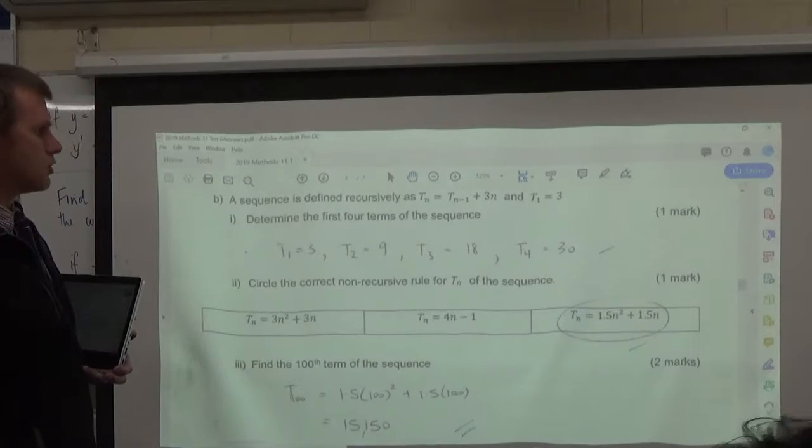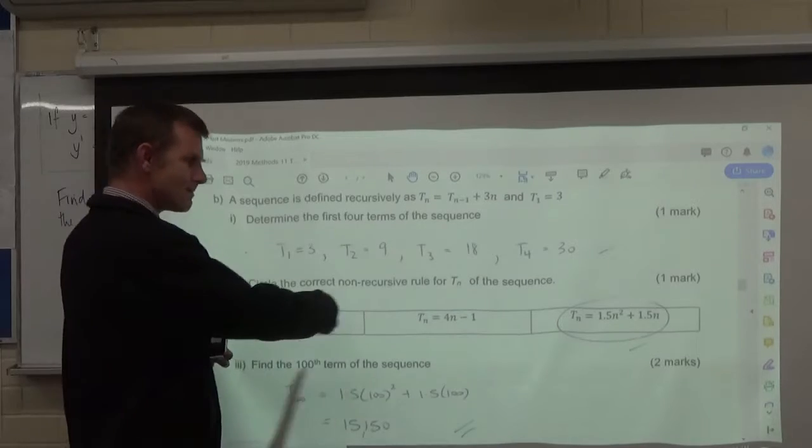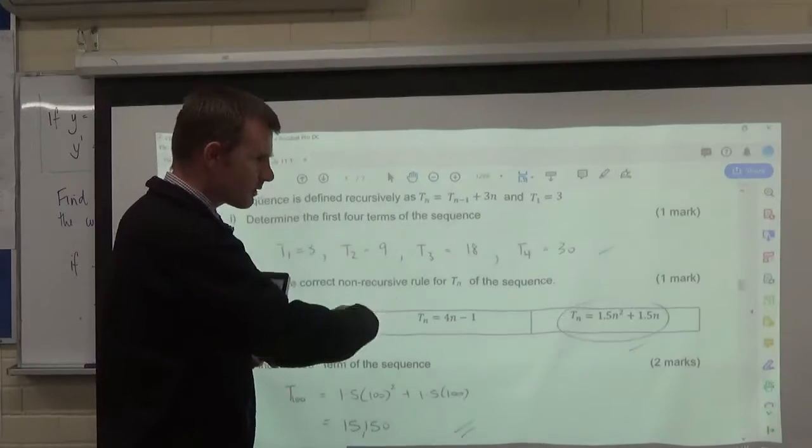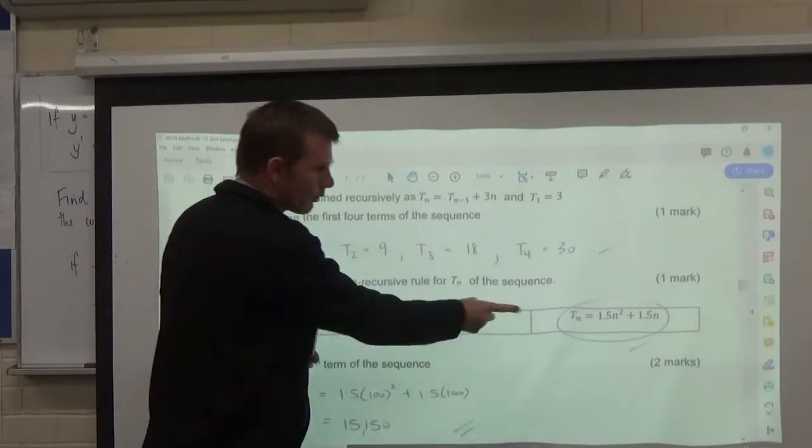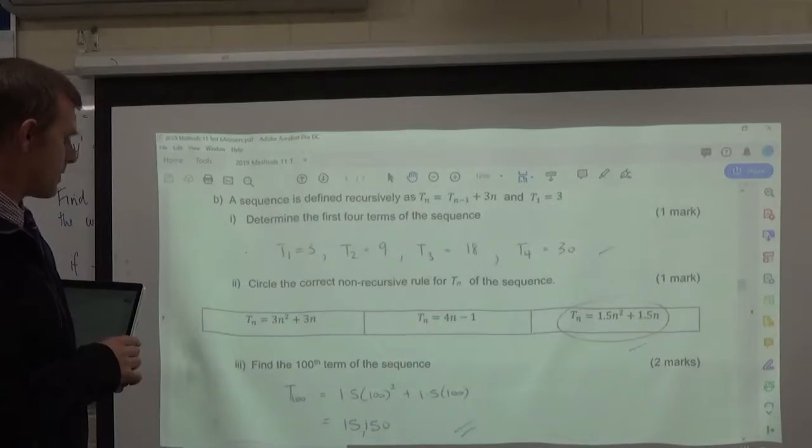Circle the correct non-recursive formula. It's a matter of just trial and error here. It's a bit of trial and error to say, well, look, if I put 1 in, what do I get? 2 in, what do I get? A little bit of trial and error. The last one at the end there.